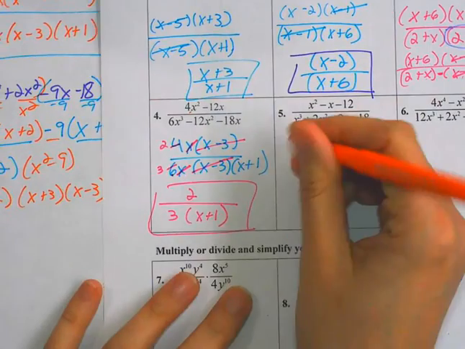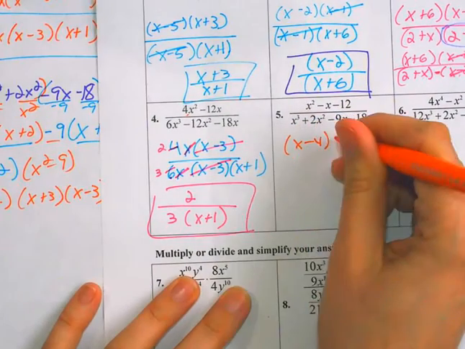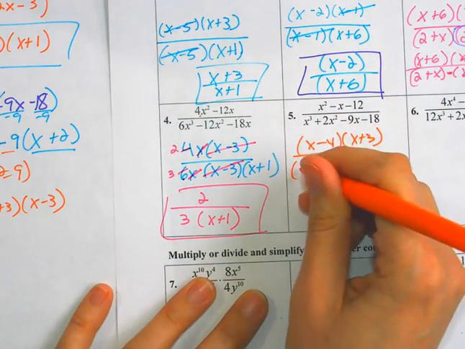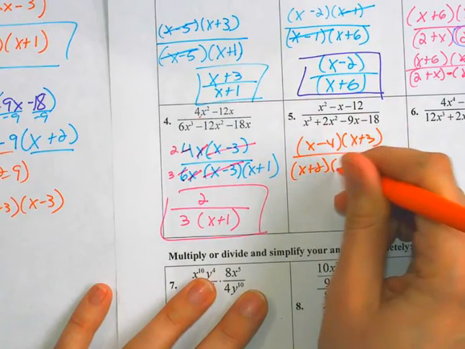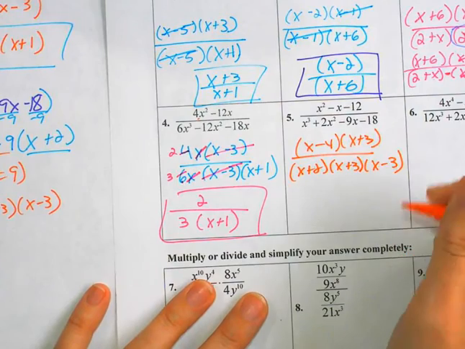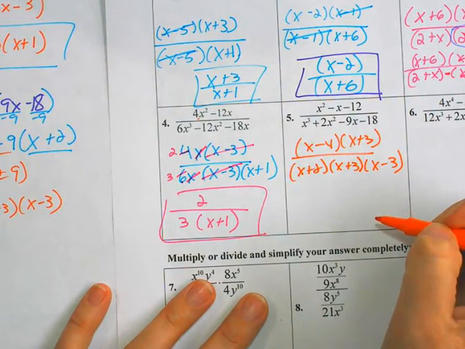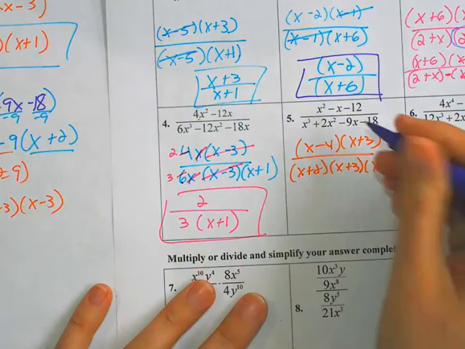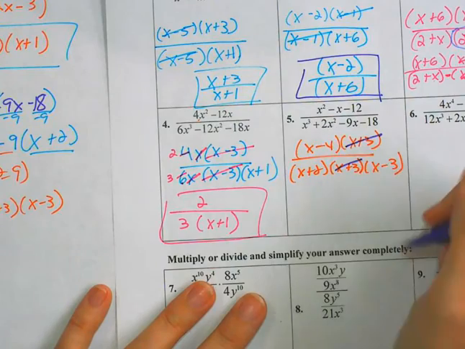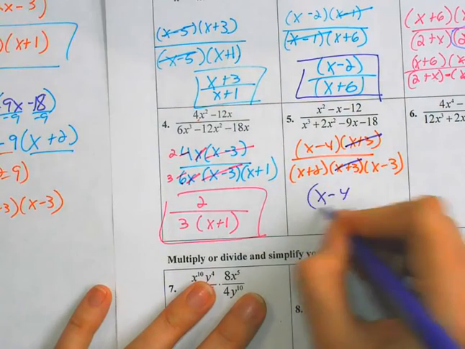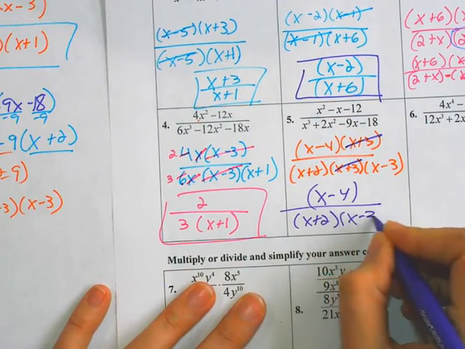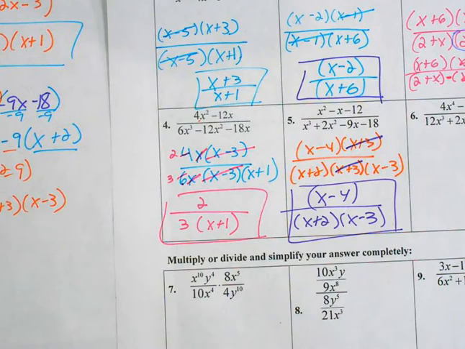On the top, I had x minus 4, x plus 3, and then I had x plus 2, x plus 3, x minus 3. Okay, what can I factor out? I say I can factor out that plus 3. Nothing else matches, so I'm left with x minus 4 on the top, and on the bottom, x plus 2, x minus 3. You don't need to multiply them back together. That's your final answer.